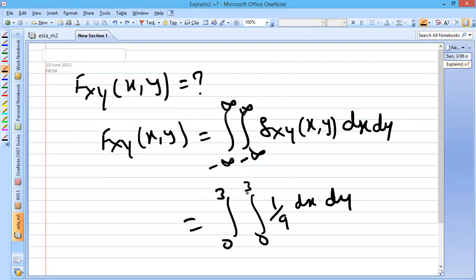One more thing you need to remember: whenever you are calculating the CDF fxy of x comma y, you don't substitute the entire range 0 to 3. For any value of x and any value of y you need to calculate, so this has to be taken in general. Don't substitute x as 3 and y as 3 for the upper limit. Take it in general, because x varies from 0 to 3 and can take any value. So it has to be generalized as x. What is the value with respect to x and y?